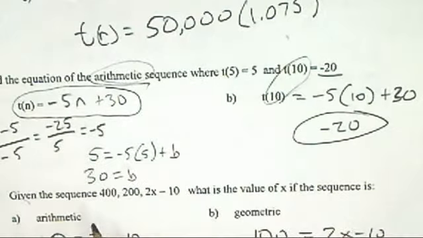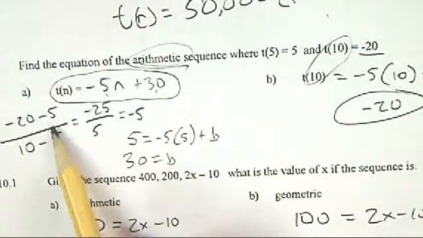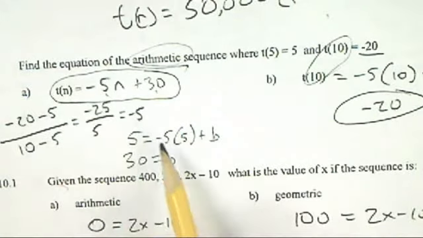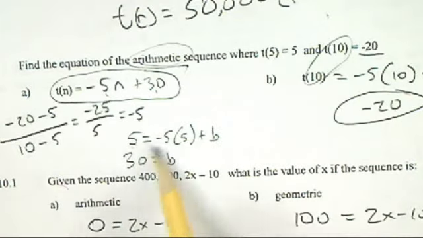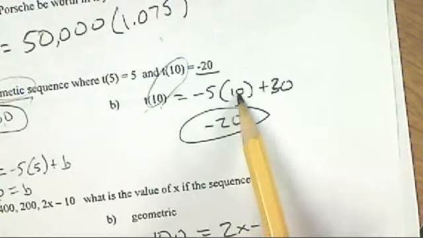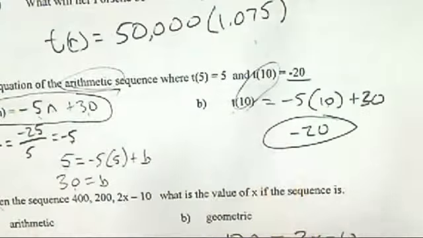Arithmetic means it's basically a line. You can find the slope and the y-intercept. Subtract the y, subtract the x's, you get your slope of -5. Y equals mx plus b. I just substituted in a y, an x, and an m. Solve for b. This is just t of 10, so you just plug 10 in to your equation, and you get -20.